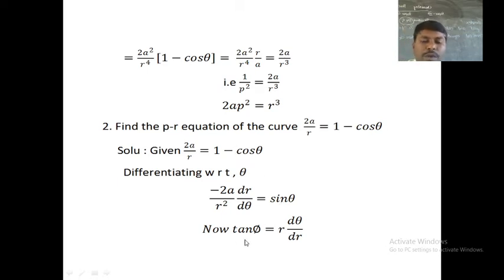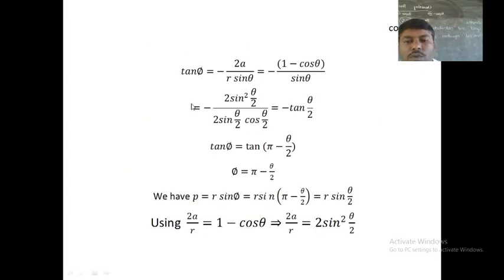Now we know that tan phi is equal to r into d theta by dr. So tan phi is equal to minus 2a by r into sin theta. This is equal to minus, by the given problem, 2a by r can be written as 1 minus cos theta, divided by sin theta.